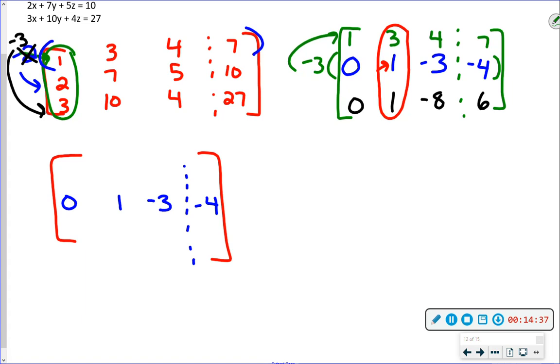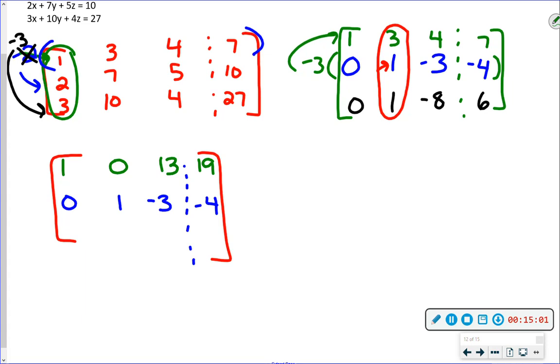-3 times 0, 0, plus 1. -3 times 1, -3, plus 3. That's what we wanted. That's what I was trying to do. -3 times -3, 9, plus 4. Negative 3 times negative 4, 12. 12 plus 7. My sloppy writing.